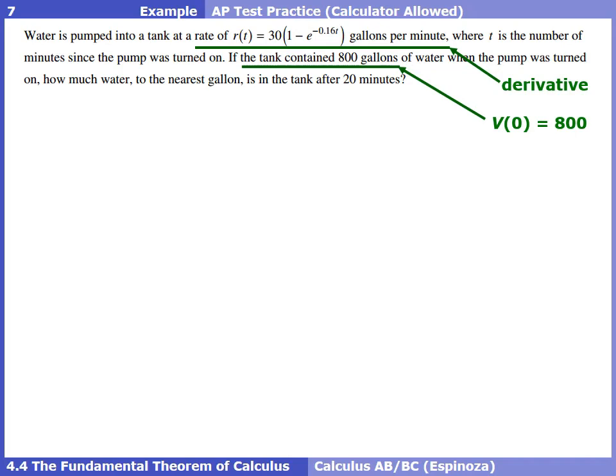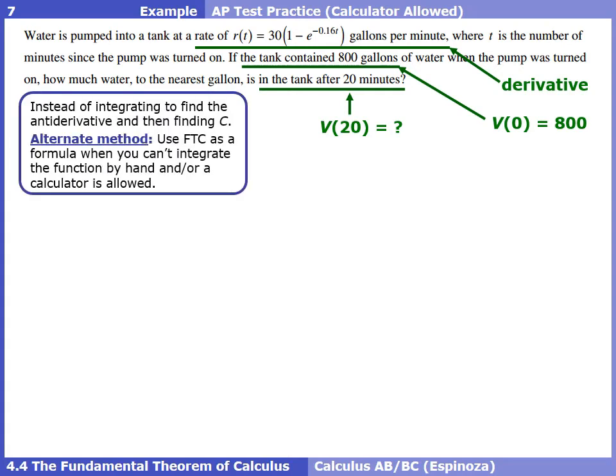We want to figure out how much water is in the tank after 20 minutes. So we want to find V(20), and we don't know what that's equal to. So how are we going to do this problem? Well, here we're not going to integrate the function. We don't know how to integrate this function. If you think about it, we haven't looked at integrals of e to powers and stuff like that. And even more so here, a calculator is allowed, so we would be doing more work if we did it by hand anyways. So look at that from those two points of view.